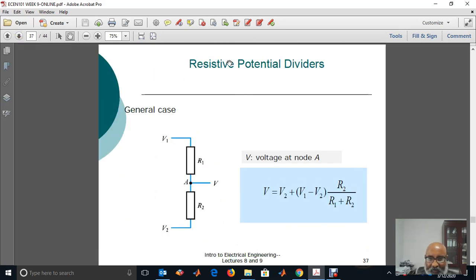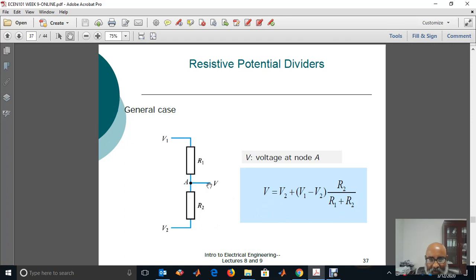Alright, and here we have a voltage divider circuit. As you see, this is a voltage divider circuit. The voltage between this point and this point is V1 minus V2. So V1 minus V2 is divided between R1 and R2. The voltage across R2 is V1 minus V2 times R2 over R1 plus R2.